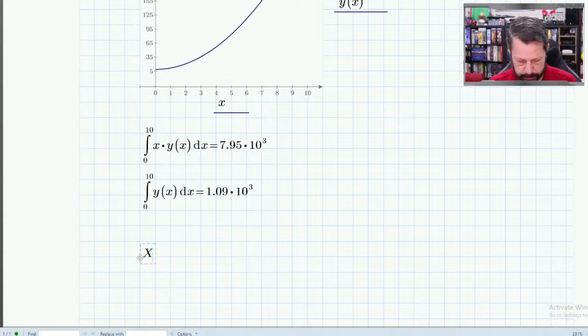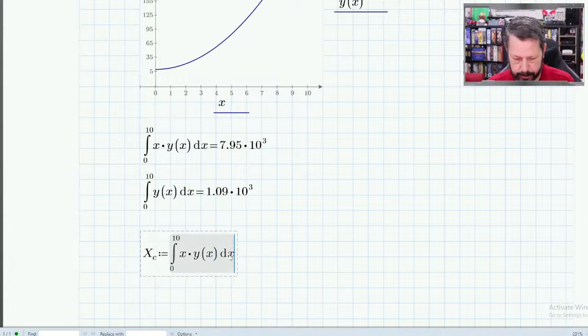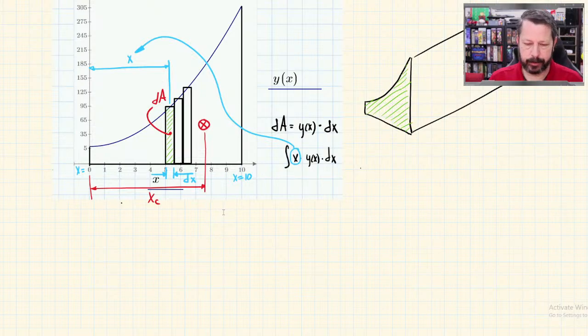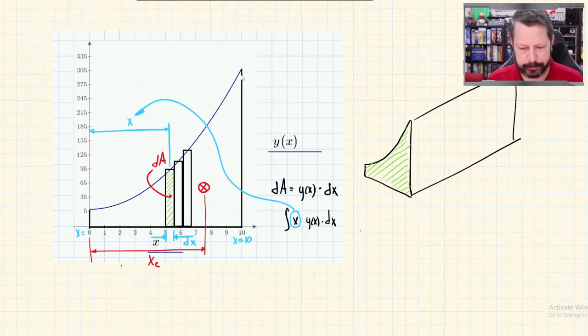And then let's make it finally what we want. x sub c is equal to Control Shift I from 0 to 10 of x times y of x dx. I'm just writing it over again. All of that. Whoops, not all of that. All of that over integral 0 to 10 y of x dx. And all right, before we solve this, I haven't actually solved this one. I've done it before with different limits, from 0 to 3 or whatever, so this is a little bit different.